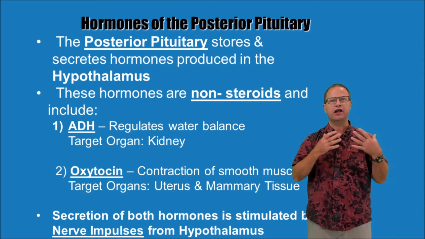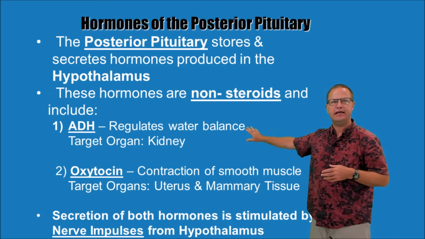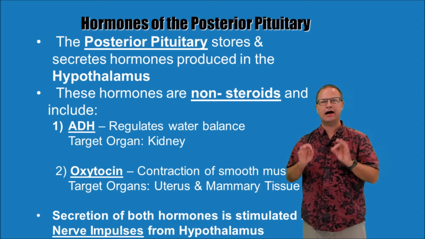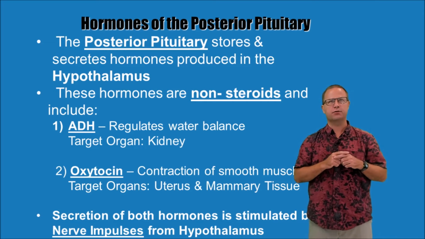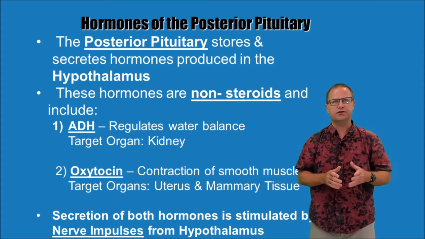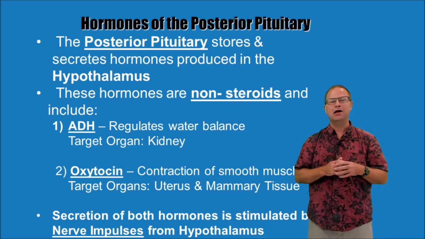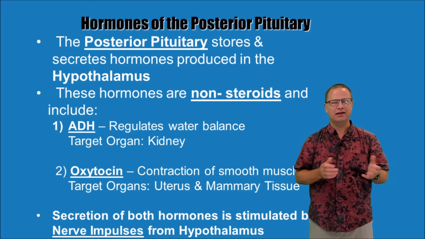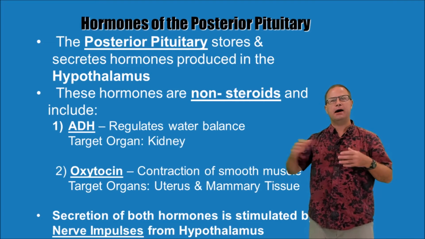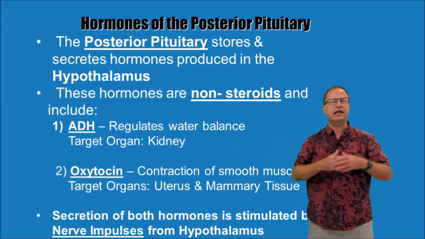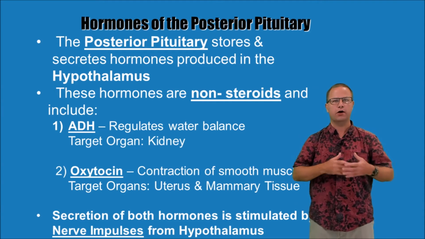And these hormones are non-steroid hormones, and they include something called ADH and also oxytocin. Now, ADH stands for anti-diuretic hormone. Now, you've heard one of those words before, and that's diuretic. So a diuretic does what? It makes you pee. So what would an anti-diuretic do? Well, an anti-diuretic makes you not pee. And so this hormone is secreted by the hypothalamus, stored in the posterior pituitary, where it's released, and then it has effects on the kidneys and helps with water conservation.